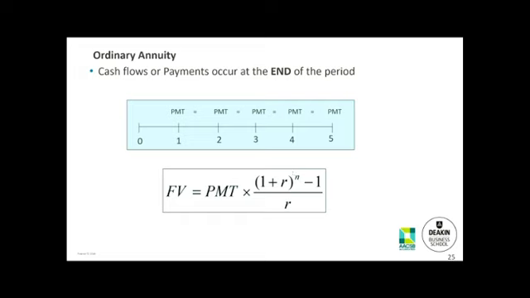Let's do one simple example. Assume today there is an ordinary annuity. Payment, $10. 5 payments, N equal to 5. Interest rate, 10%. What is the future value of this ordinary annuity? The future value will equal $10 payments times 1 plus 10% to the power of 5 payments, minus 1, divided by 10%.